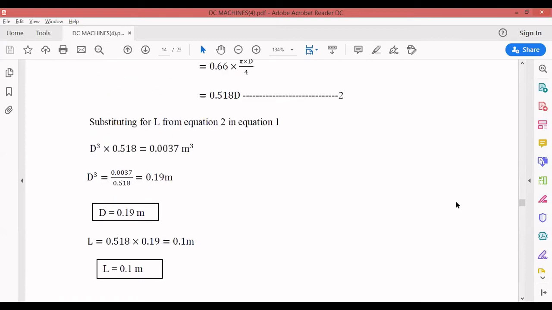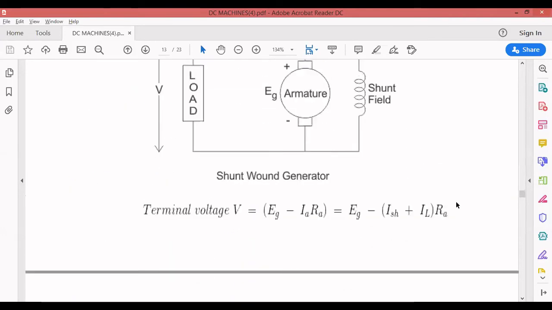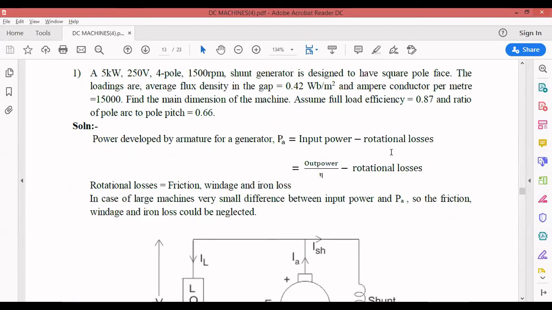Next, in the problem, if efficiency is given, it will be simple for you to calculate the power developed by the armature of the generator. If they do not give efficiency, then you have to calculate the losses, because if they give efficiency, indirectly you come to know the losses. Otherwise, you have to calculate the losses. That's the type of problems we'll see in the later stage.